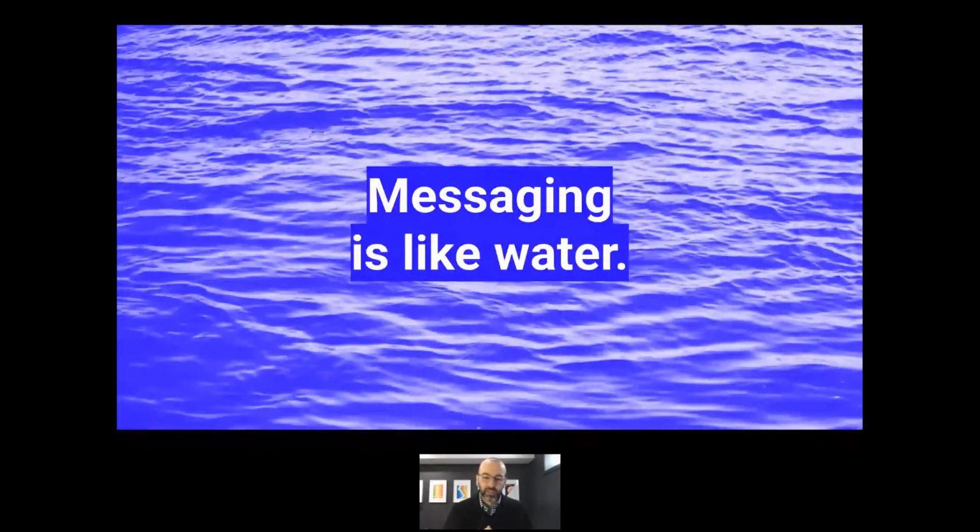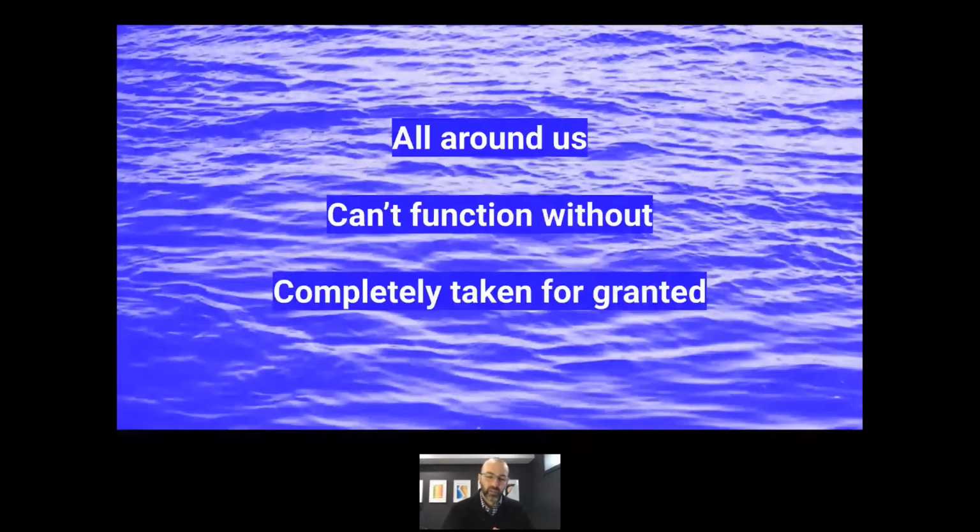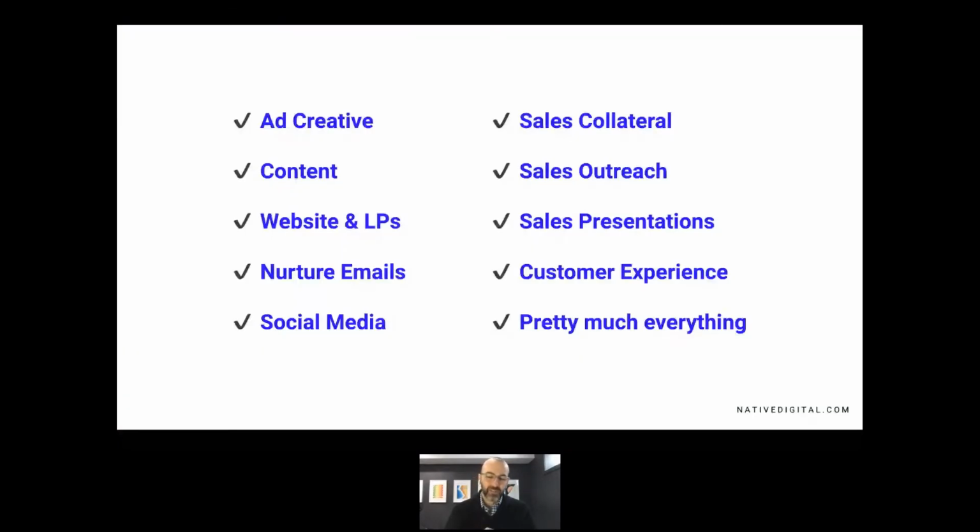It's because messaging is like water. It's all around us. You can't function without it, but it's also completely taken for granted. Most of us drink clean water every day without being amazed at the access we have to it. What we want to make sure, though, is that the messaging we have is pure, is clean, is worthwhile.